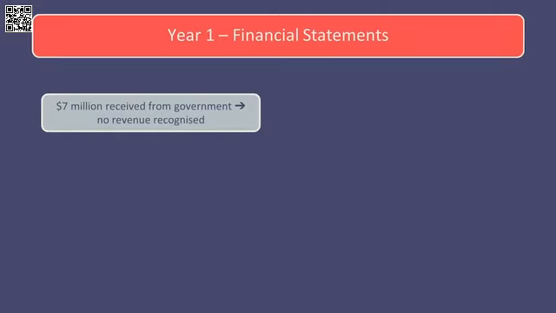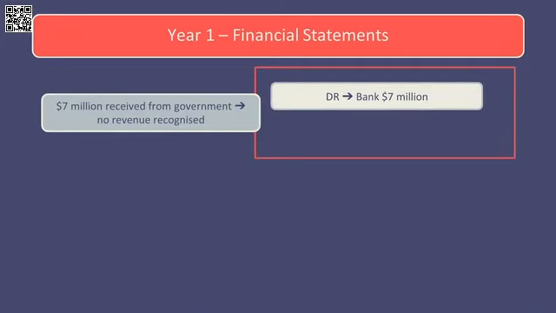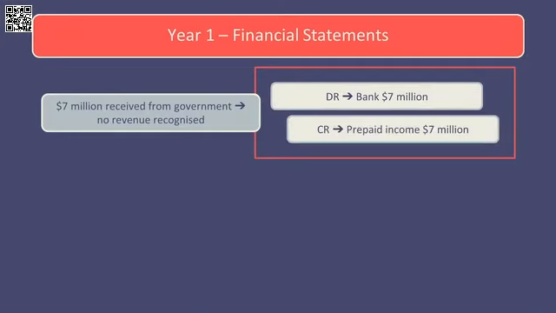When an asset, liability or receivable is being recognised in relation to this contract, it must be referred to as a contract asset, contract liability or contract receivable. So when I talk about assets and liabilities created in this scenario, please interpret them as contract assets or contract liabilities, as they only relate to this particular contract. So to recognise the $7 million, we debit the bank $7 million and we credit prepaid income $7 million.